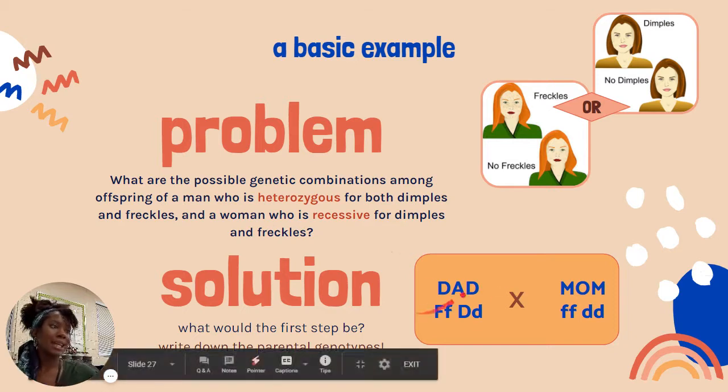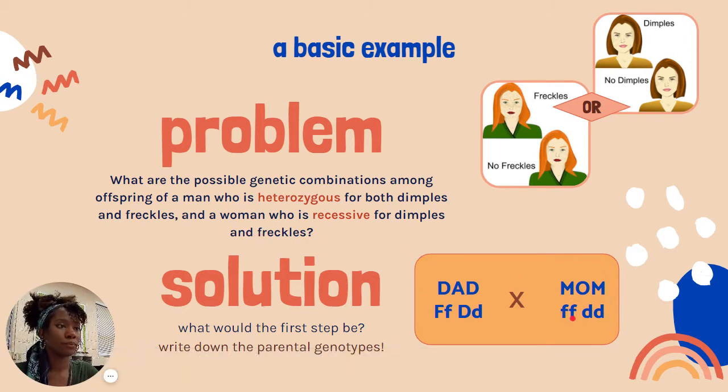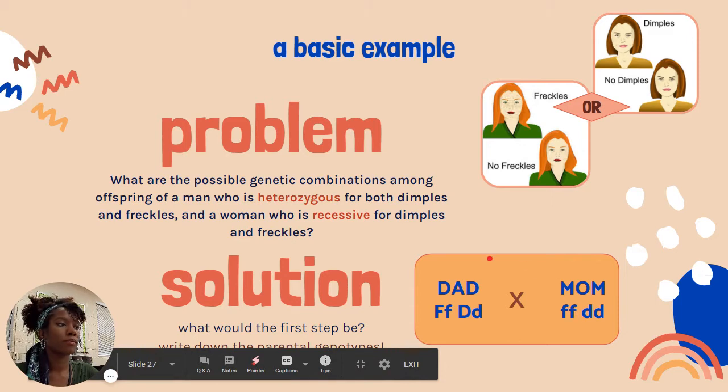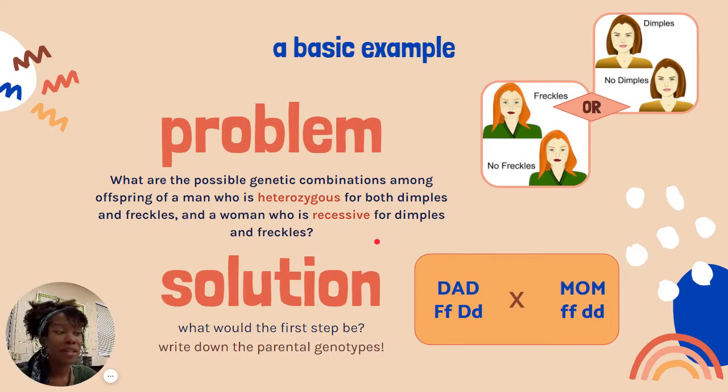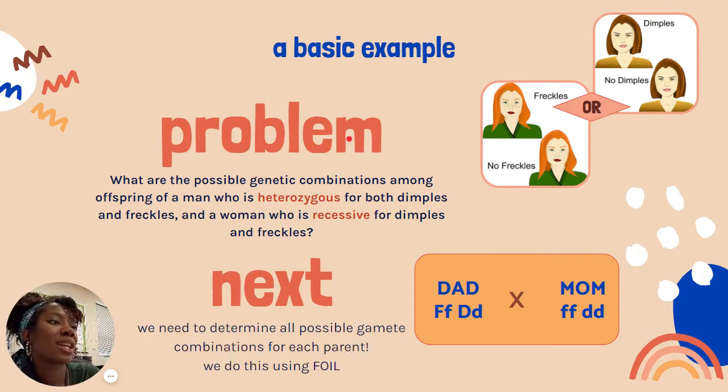So dad is heterozygous for dimples, so big D, little d. And he's heterozygous for freckles, so big F, little f. Boom. That's dad's genotype. Now how about mom? Mom's genotype is recessive for dimples, so little d, little d, and recessive for freckles, so little f, little f. Boom. Now what do we do? Now we're going to set up our Punnett square. But before we do, we have to do something else.